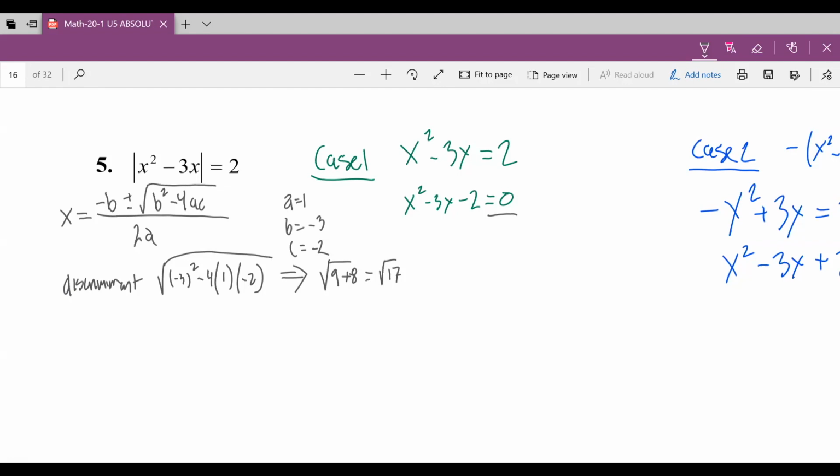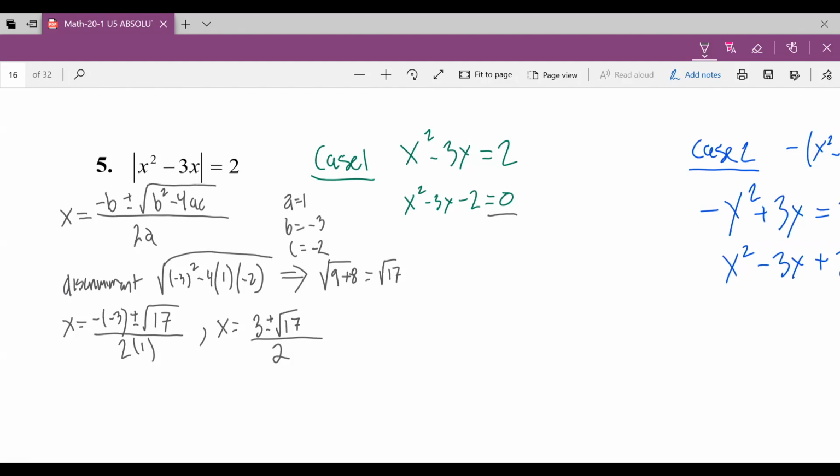Okay, well, let's finish this off then. So what do we get for x? x equals -b. Well, b is -3, so -b is 3, plus or minus, well, we already did the discriminant, so we know it's plus or minus root 17, all divided by 2 times a, which is 1. All right, and it looks like we get x equals 3 plus or minus root 17 over 2.